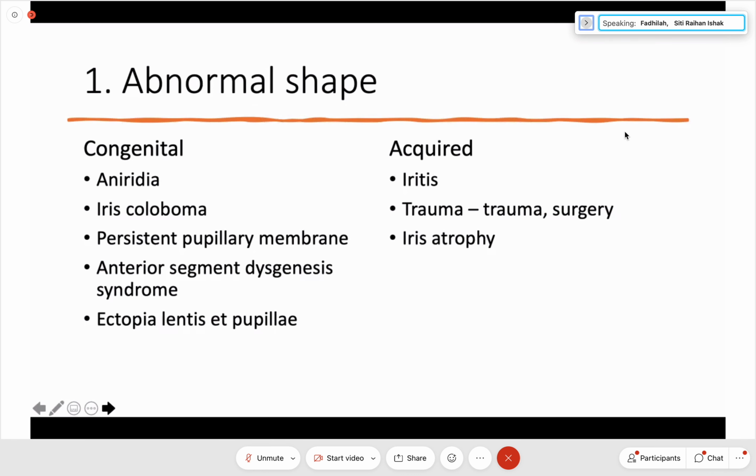Now let's move on to the first one, abnormal shape. This can be congenital or acquired. Congenital are conditions like aniridia, iris coloboma, persistent pupillary membrane.